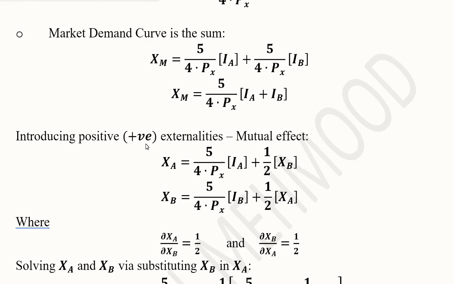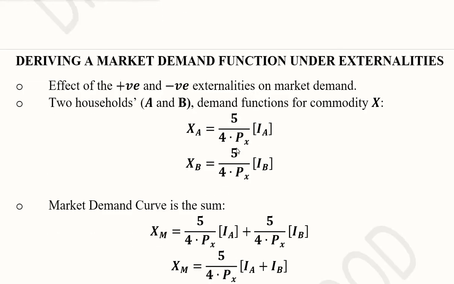So this is the positive externality that we are talking about here, and it is the mutual effect kind of externality. It means that the consumption or the demand in one household is going to affect the demand in the other household. So XA and XB, so the word mutual is now showing the specific nature of externalities here that we started with as a general form of externalities.